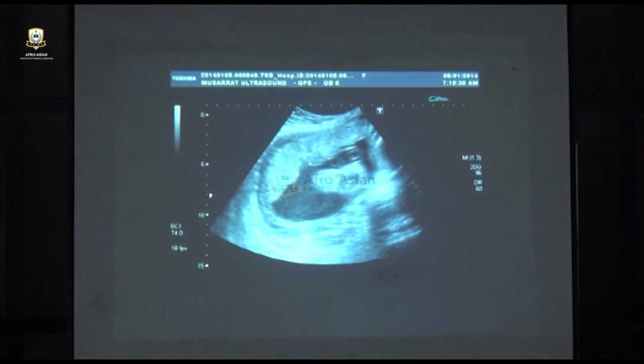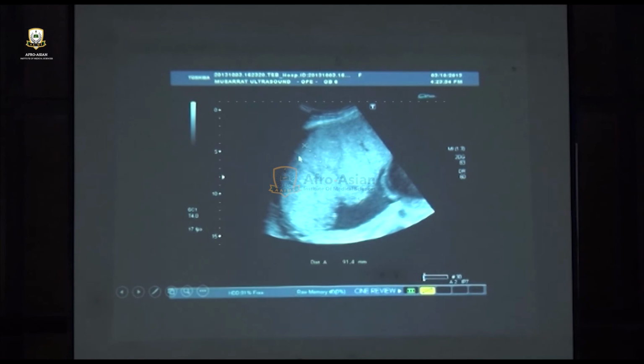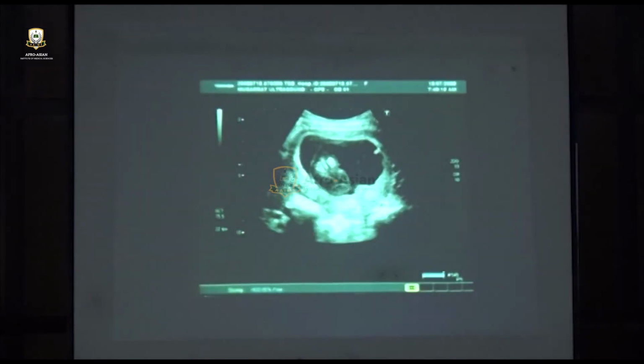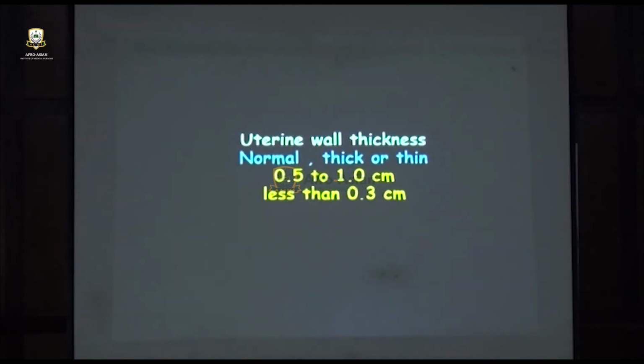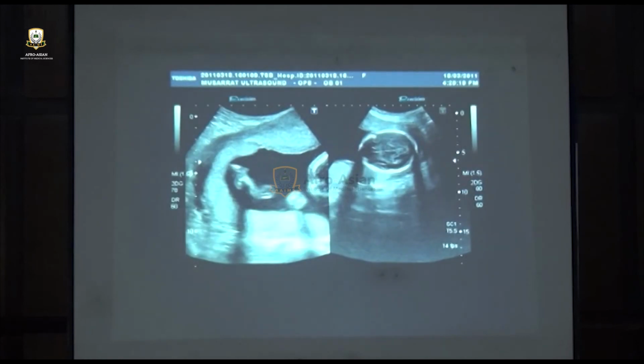So we have to measure the thickness of the placenta in every patient, and that's a thick placenta, and that's a very, very thin placenta, pointing out to the abnormalities. Uterine wall thickness should measure at any time of the gestational age, 0.5 to 1 centimeters. Less than 0.3 centimeters, you get to worry about. Dr. Khalid spoke about the thinning of the uterine wall.